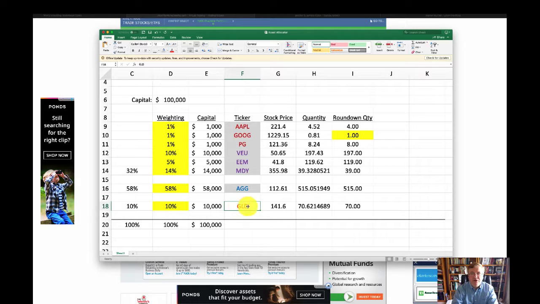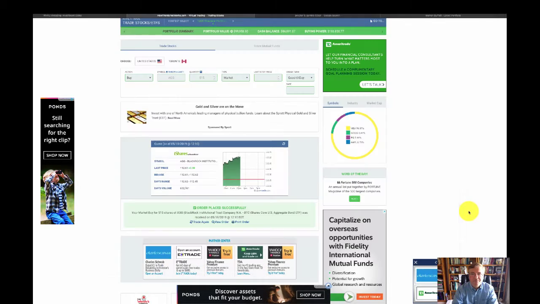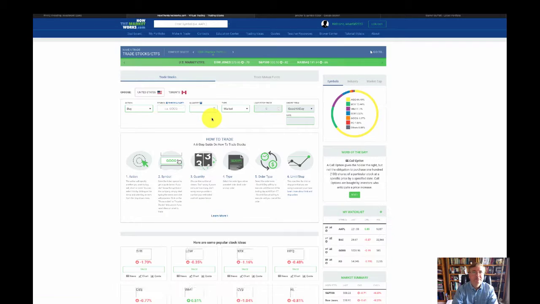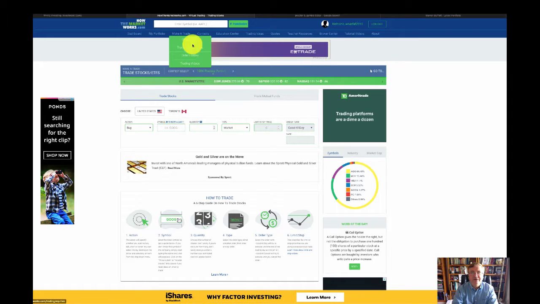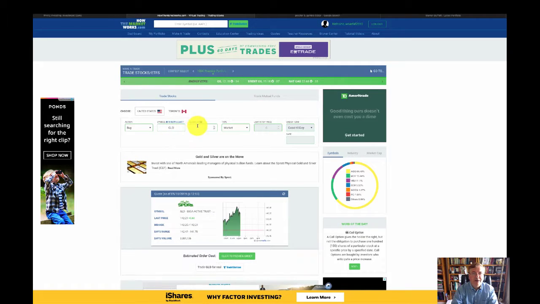And finally, we've got the gold position, GLD. 10% allocation. 10% of $100,000 is $10,000. Here we go. Trade again. Or you could also have clicked on make a trade, stocks, ETFs. It's up to you. All right, so ticker is GLD, and it's the gold spider.